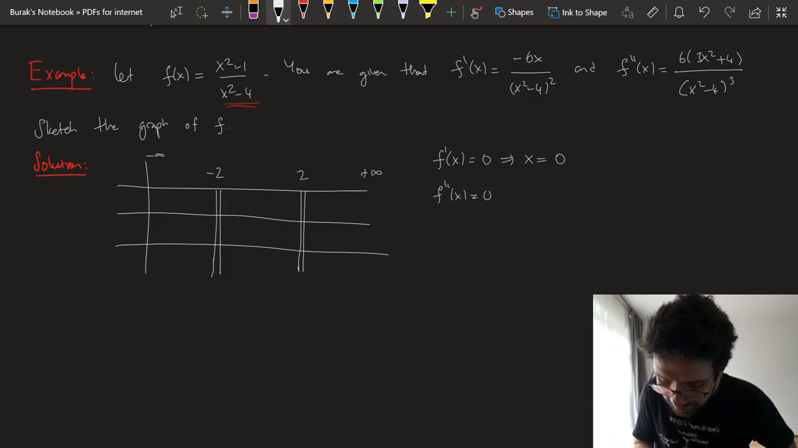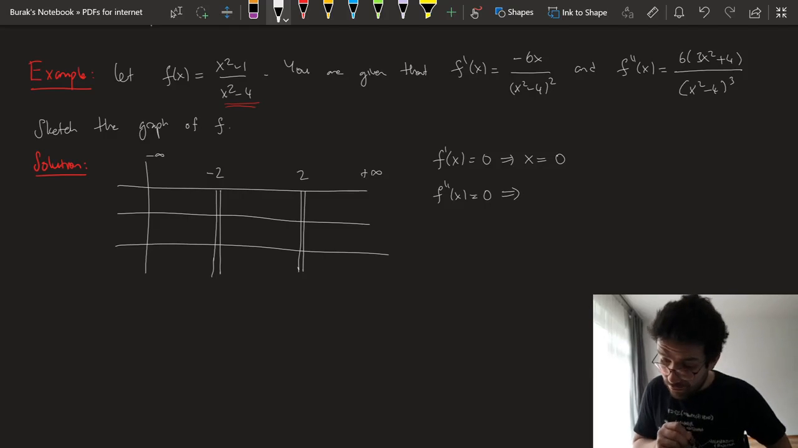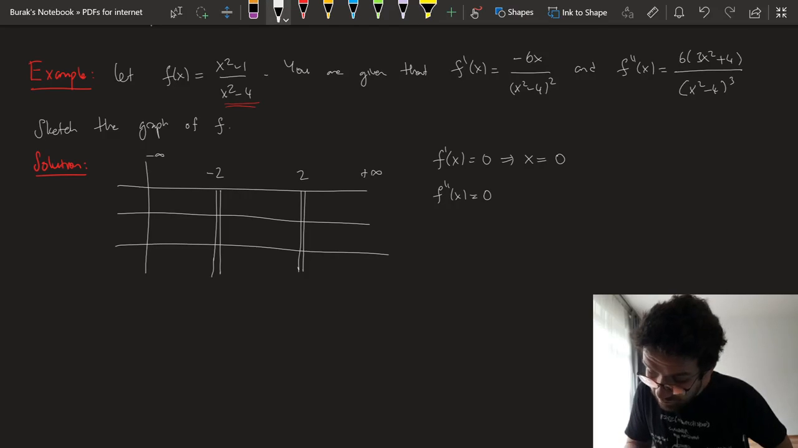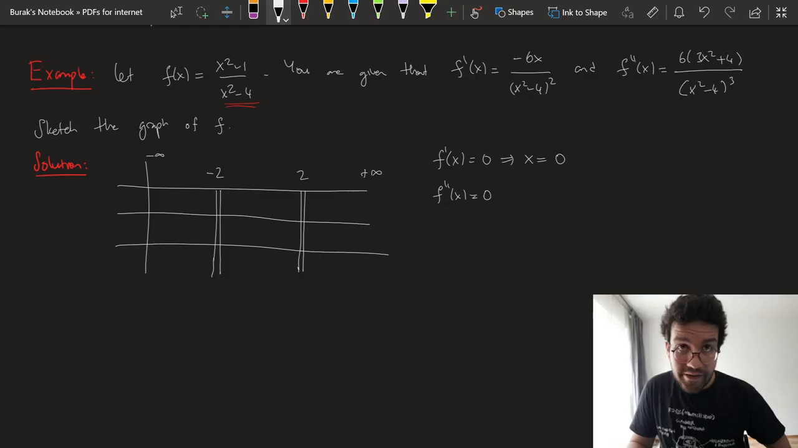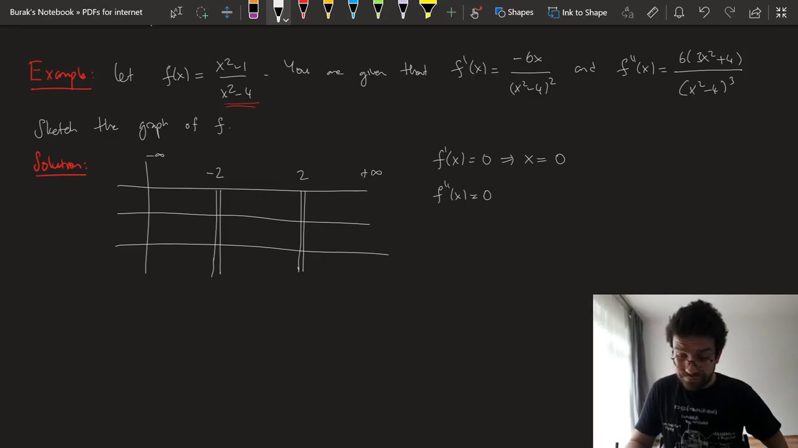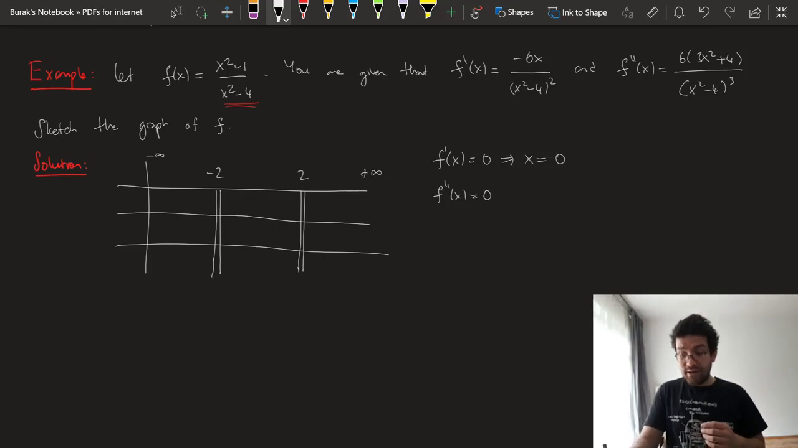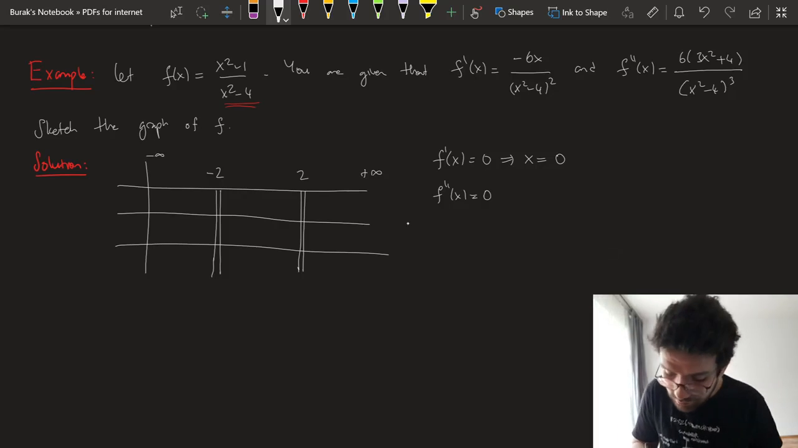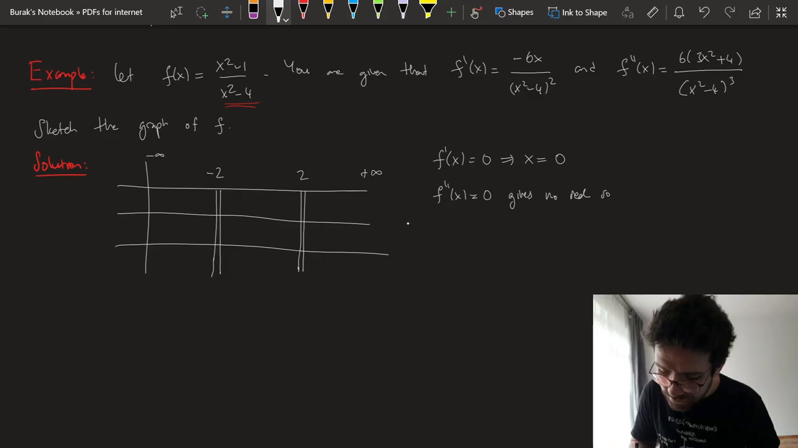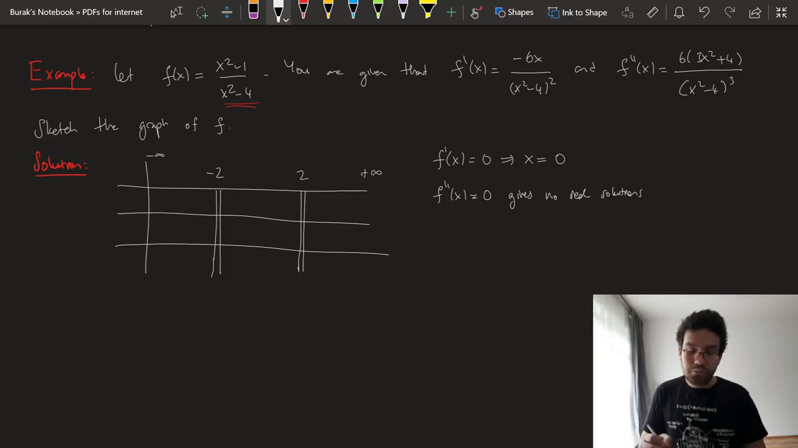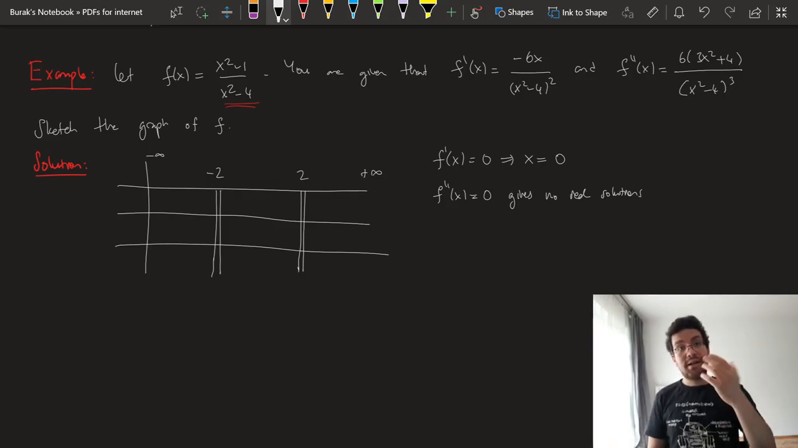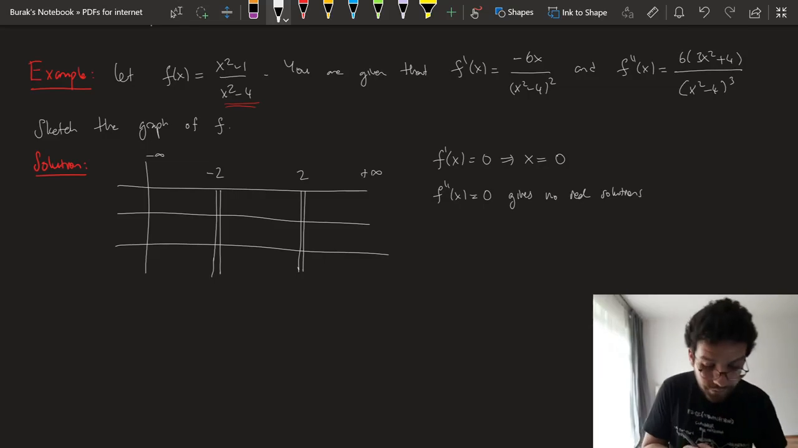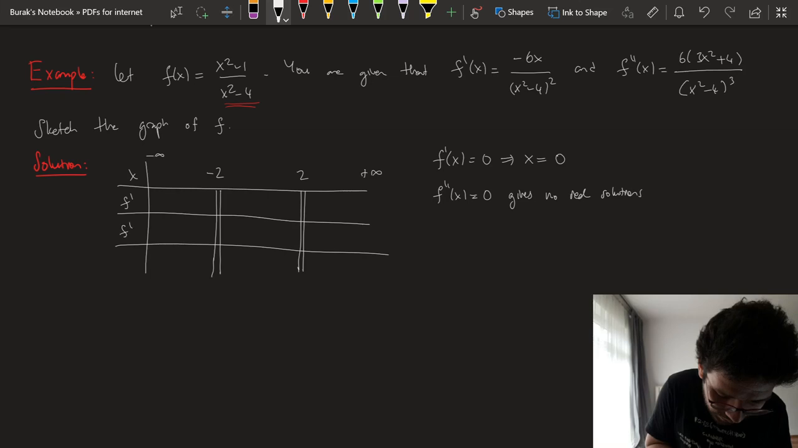And what are the possible candidates for inflection points? Well, 3x squared is always positive, plus 4 is always positive, so the numerator is always positive, and the denominator is never 0 because x is not 2 or minus 2, which means that f double prime is never 0. So this equation gives no real solutions. So there are no points which make the second derivative 0. Okay, so let me fill out my table.